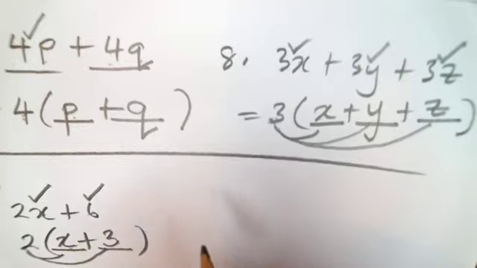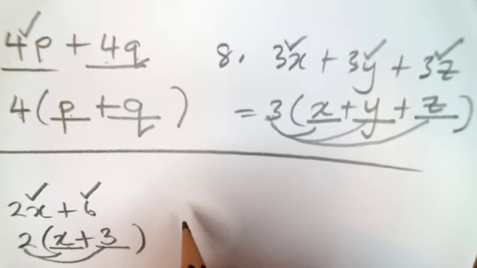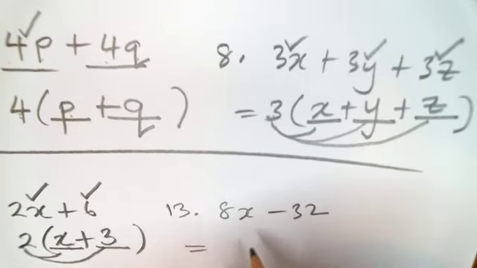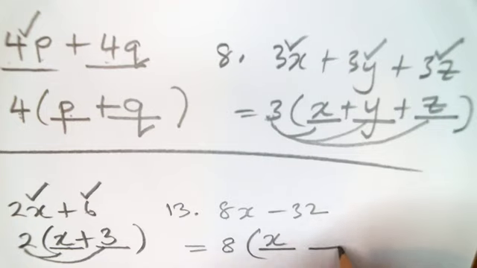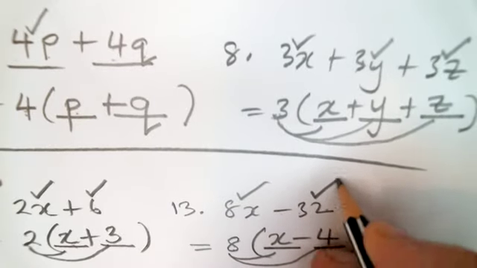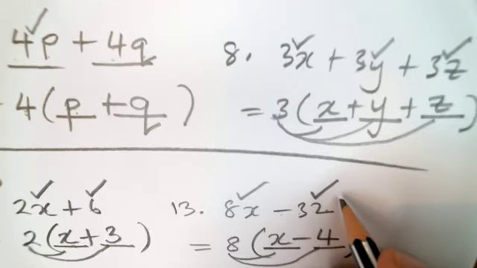What about number 13? We've got 8x minus 32. What's common? Well, 8's common, actually. I put an 8 outside the bracket. What times 8 makes 8x? Well, x does. And what times 8 makes negative 32? Well, negative 4 times 8 makes negative 32. Let's check it. 8 times x is 8x, and 8 times negative 4 is negative 32. All right, that looks pretty good.